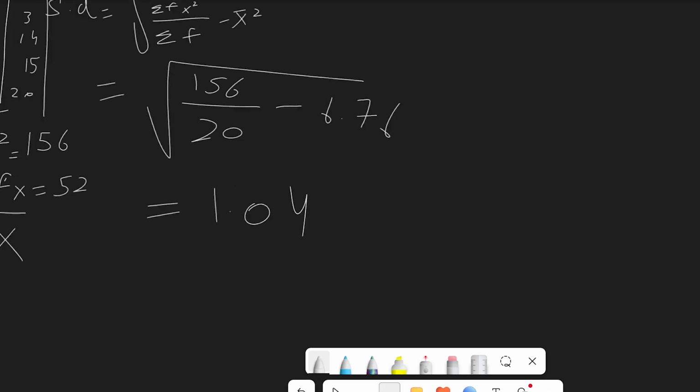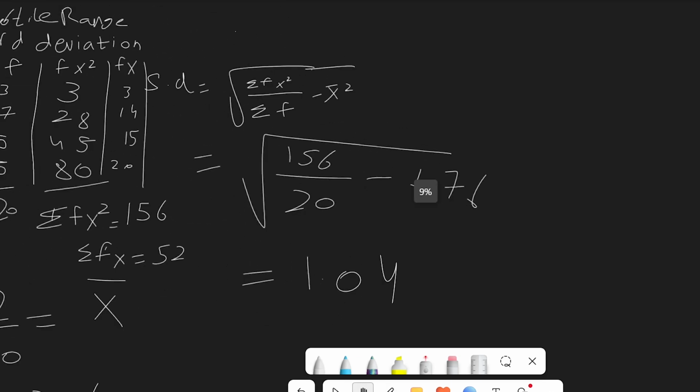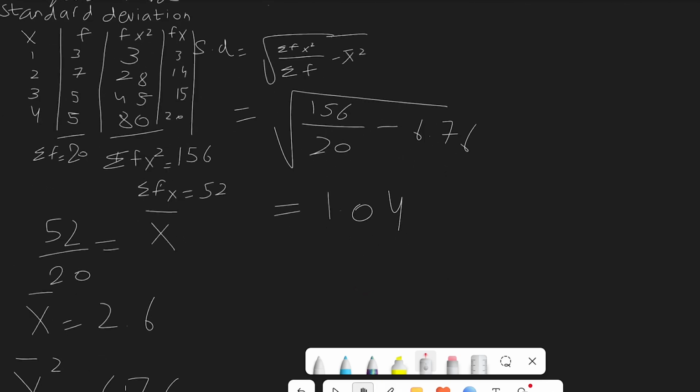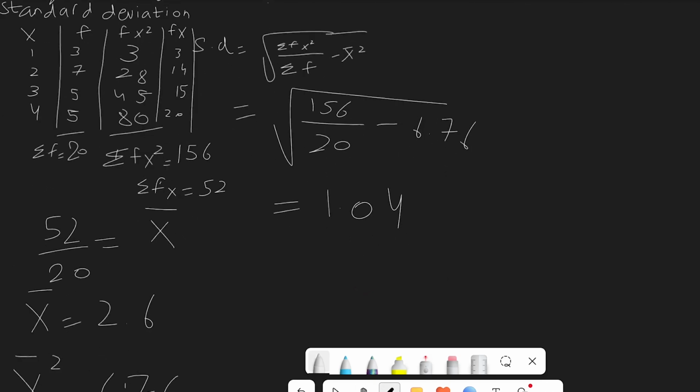So basically the standard deviation tells us that, let's say these are workers, right? The salaries of the workers, which are these 1, 2, 3 and 4, differ at max by 1.04 plus or minus from the mean. Which means, let's say if the mean is 2, a worker's salary can be plus or minus 1.04 of the mean.